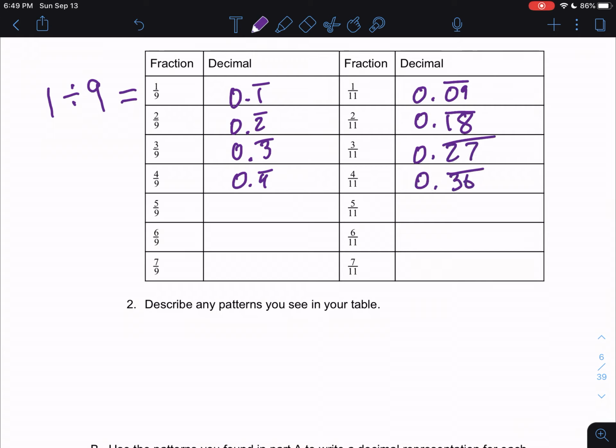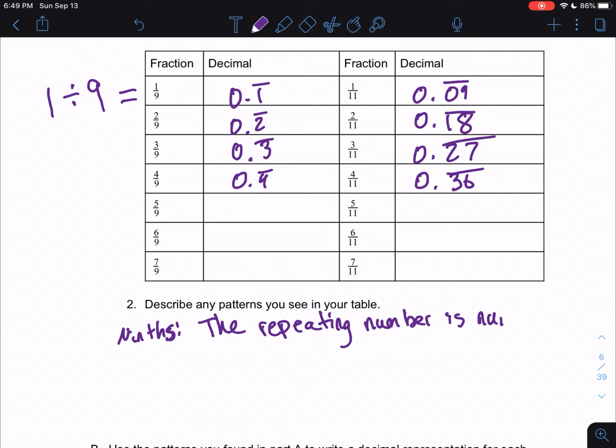Okay, so I am going to ask for some volunteers to identify what some patterns are. So ninths, who can tell me? Great! The repeating number is the numerator. You notice that like 1/9, the 1 repeats. 2/9, the 2 repeats. 3/9, the 3 repeats. 4/9, the 4 repeats. How cool.